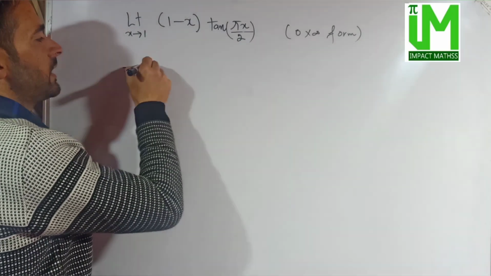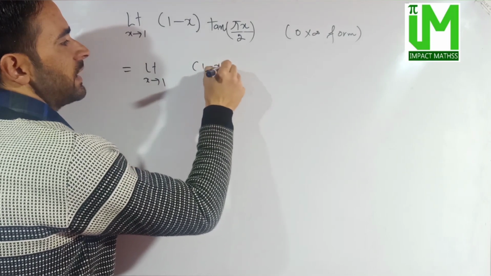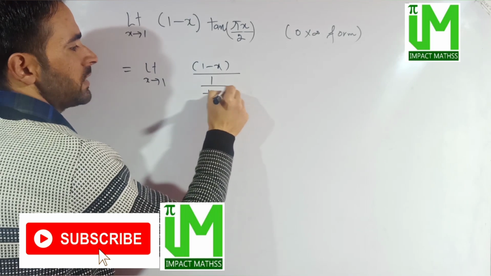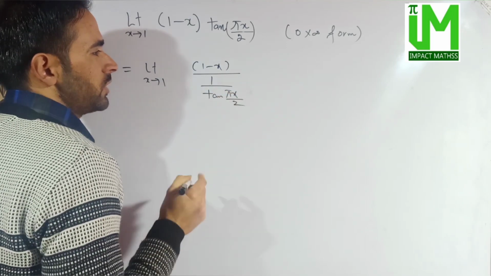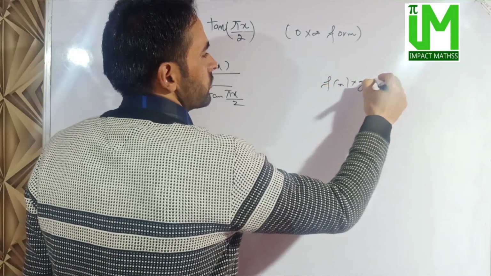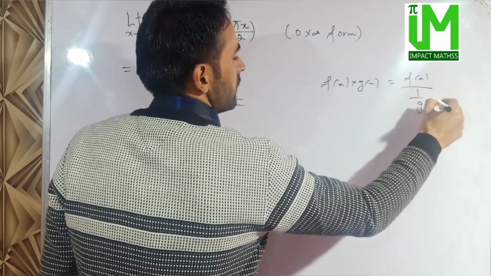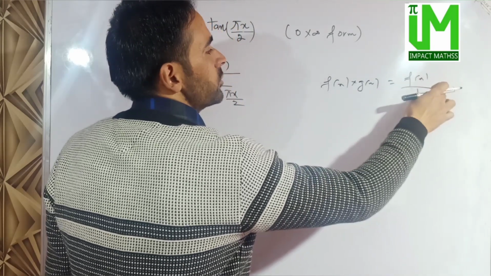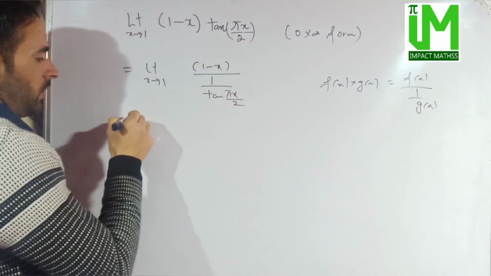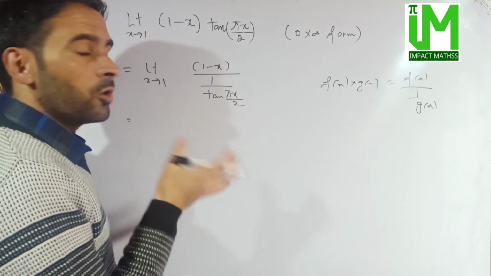Thus we can write this as limit x approaches 1, (1 minus x) divided by 1 over tan of pi x divided by 2. As we know, f(x) into g(x) can be written as f(x) divided by 1 over g(x). So 1 over g(x), if we bring it back by reciprocal, it will be the same as f(x) into g(x). Now we can check whether a particular indeterminate form has been obtained or not.